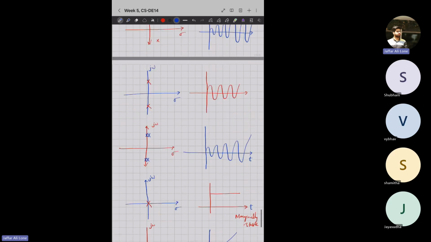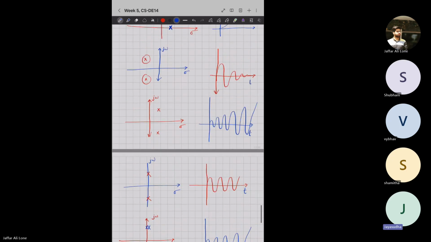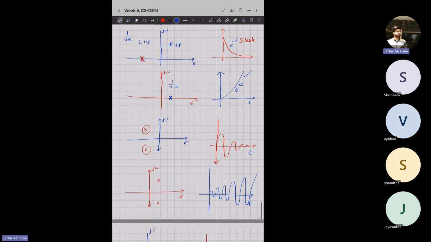Is this clear, Jaya Sudha? Yes, sir. Cleared, sir. Thank you. Yeah, thank you. So basically, you just have to remember that whenever you have repeated poles on the imaginary axis, then your system is unstable.